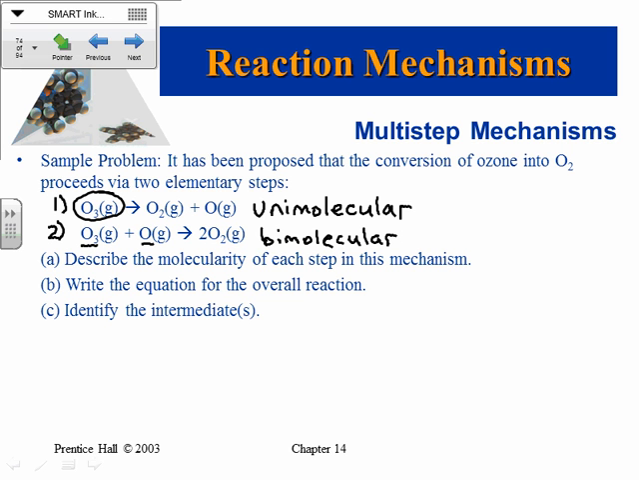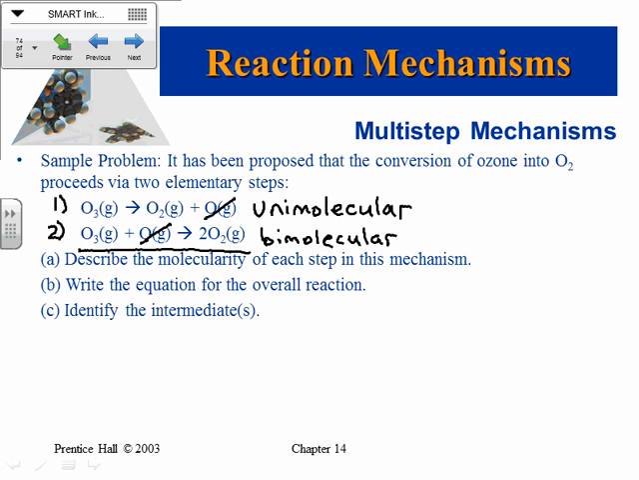Okay? Write the equation for the overall reaction. All right, so if we're going to write the equation for the overall reaction, then basically we need to add these together, do a Hess's law thing here, and cancel out anything that shows up on either side of the equation. So the oxygen here is going to cancel out, just the O by itself.